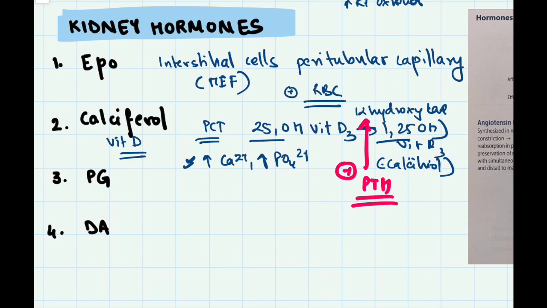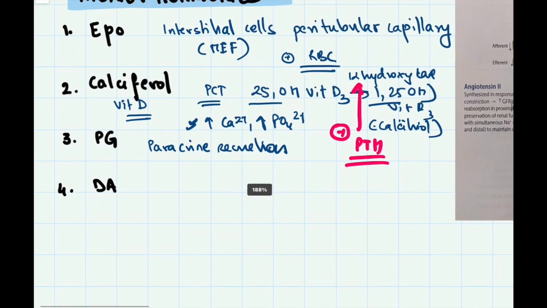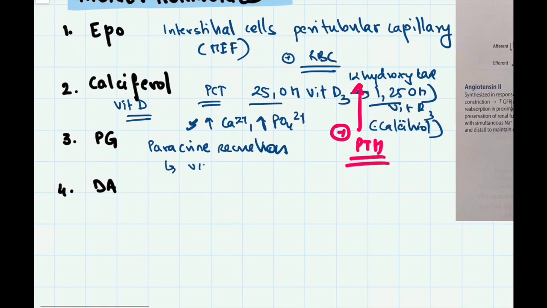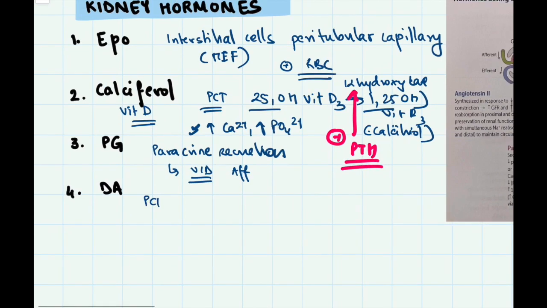Next are the prostaglandins. So prostaglandins are paracrine secretions, right? And we again have already studied that they are responsible for vasodilation of the afferent arteriole, right? And prostaglandin inhibitors like NSAIDs would lead to constriction of the afferent arteriole and decrease the GFR. Next is dopamine, which is secreted by the PCT, and it is responsible for natriuresis.